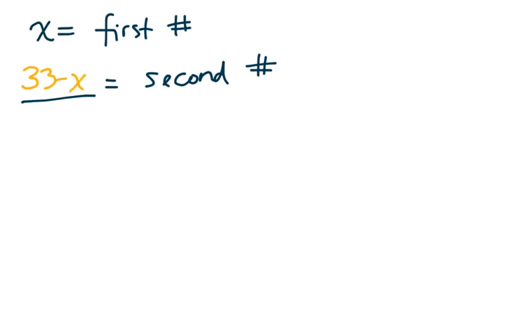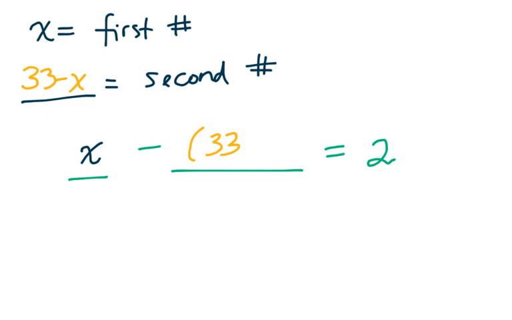We don't know the first number yet, but by using that information, we're able to provide an expression that we can use to represent the second number. With that information, we can move on in the problem, and it says that the difference between the two numbers is 2. So now I can put information from the start of the problem in here. My first number is x, and my second number is this entire expression, 33 minus x.